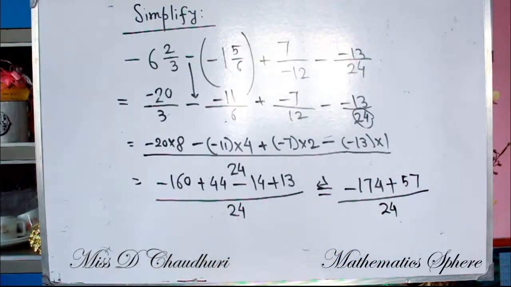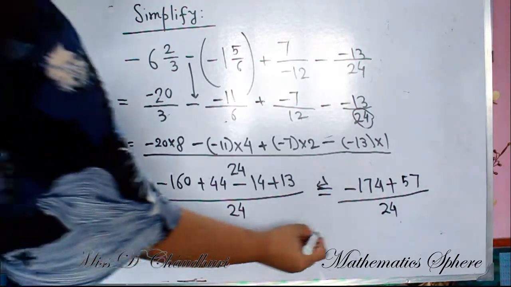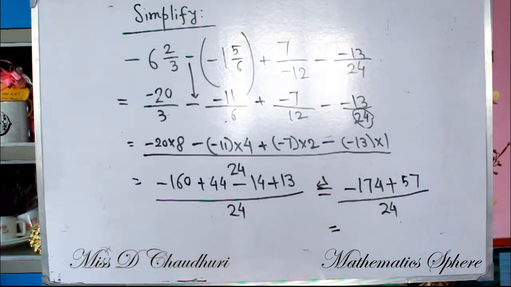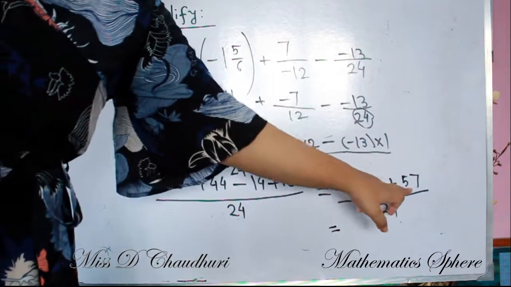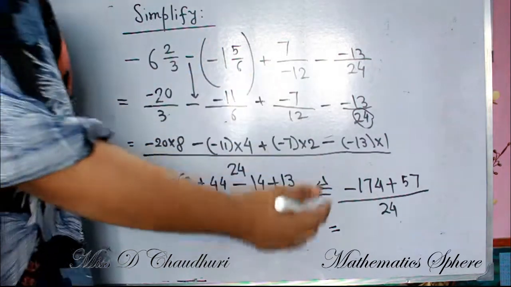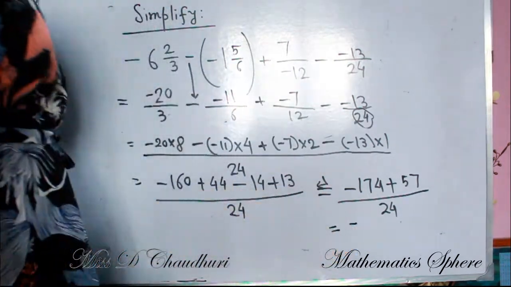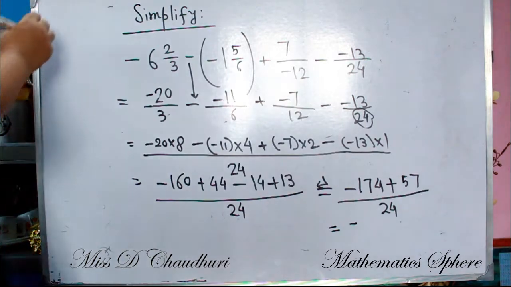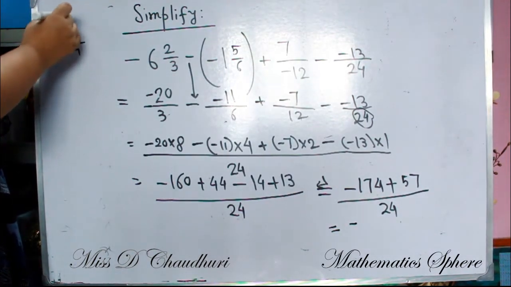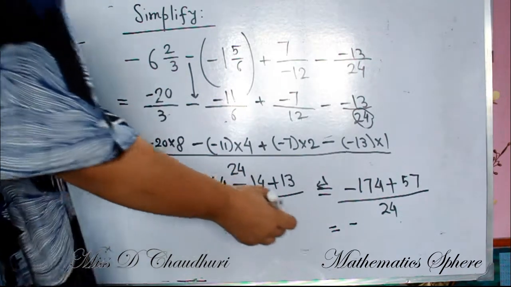Now see next part. Different signs are there, negative and positive, so ultimately we will have to subtract the smaller from the greater, and the sign of the greater absolute one will remain, so we understand that minus will be remaining. So if you subtract 174 minus 57, you are going to get ultimately 117.